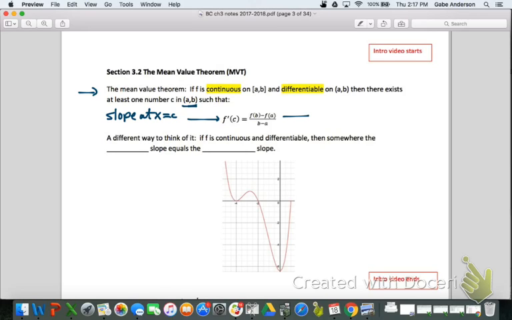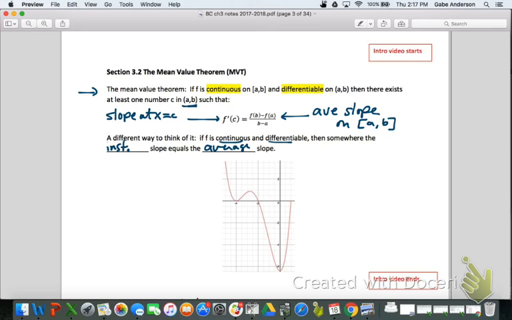And then the right side, maybe you recognize this as the old school slope from way back, the difference quotient. This is the average slope on the interval from a to b. So a different way to think about it, maybe a little bit simpler: if f is continuous and differentiable, then somewhere the instantaneous slope equals the average slope. And I think a picture is very helpful here.